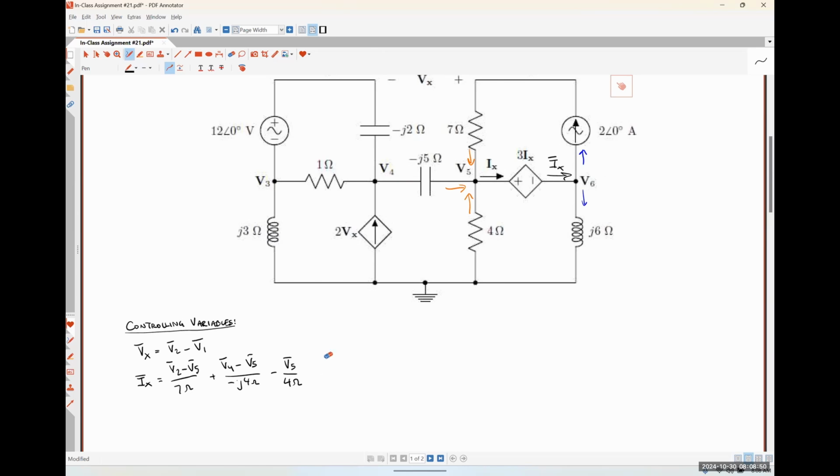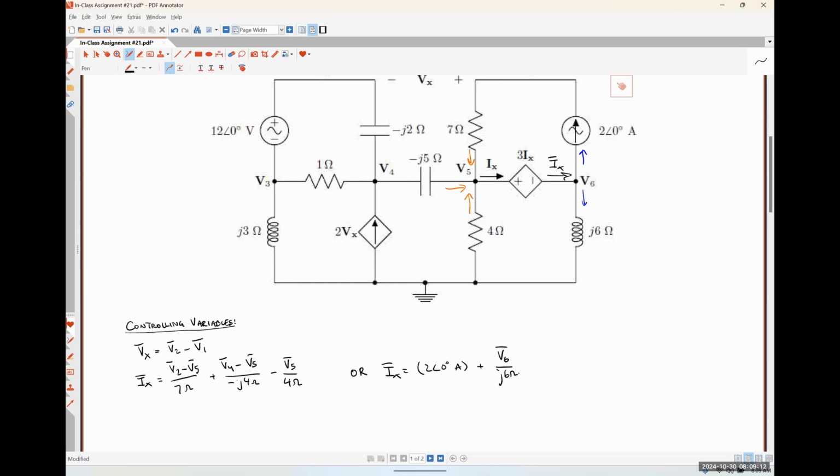2 angle 0. Okay, so I'm just going to put over here, Ix is equal to 2 angle 0 degrees amps plus, and then what's the current flowing down through the J6 ohm inductance? V6 over J6, thank you.